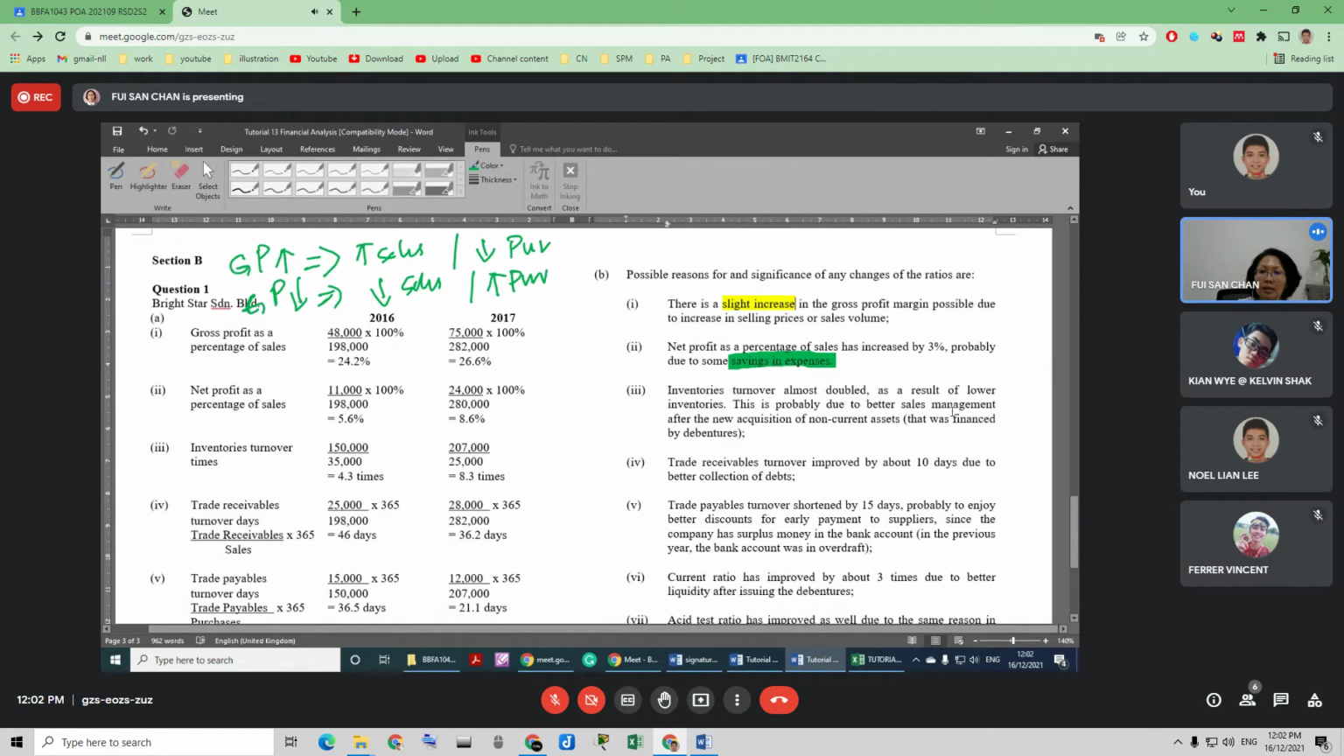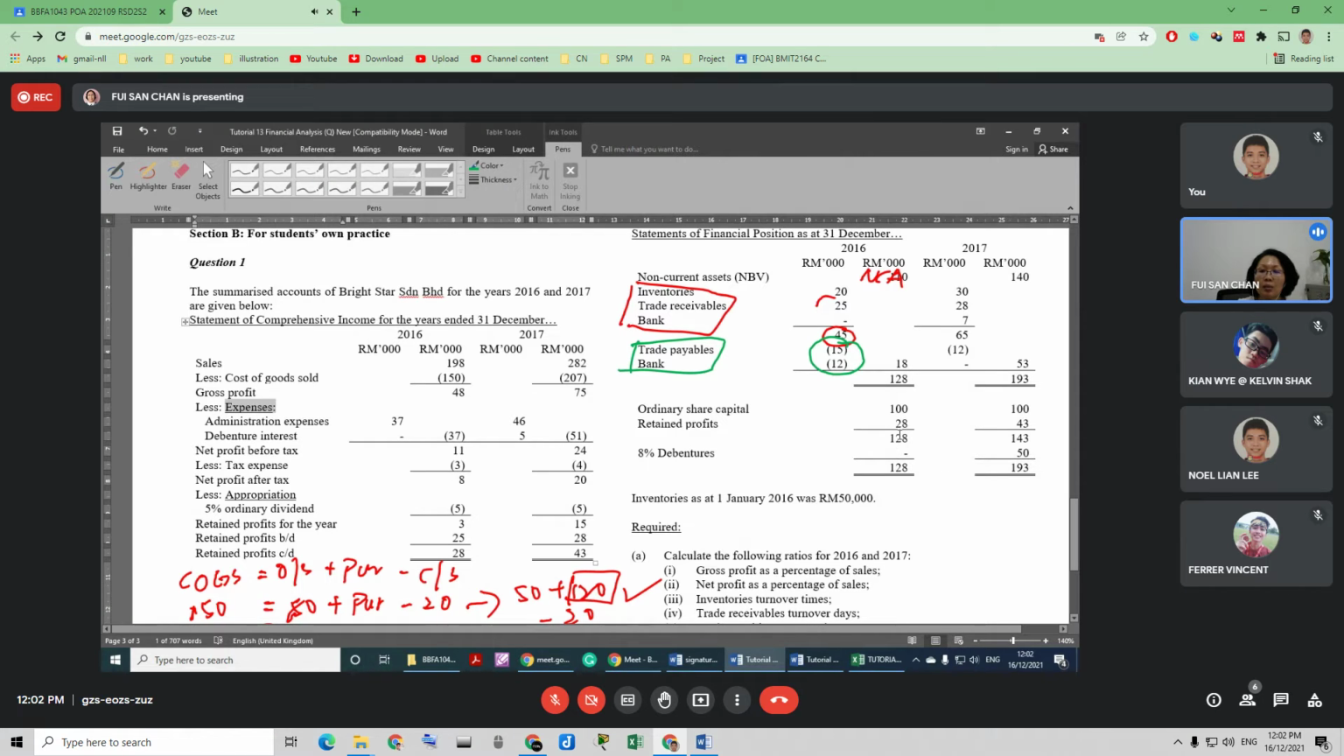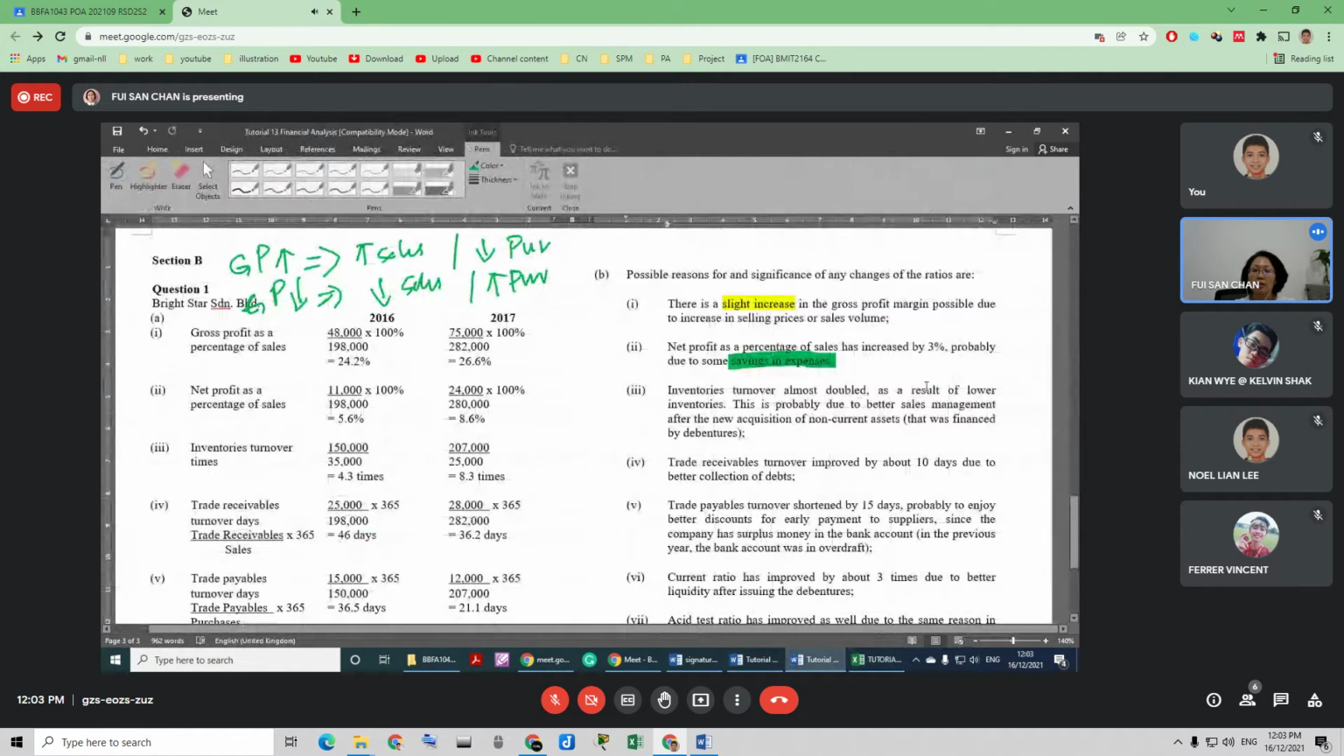So probably due to better sales management after the new acquisition of non-current asset that was financed by debenture. How do we know that we have an additional asset? Because we have debenture, meaning we have new borrowing. Last year we got debenture, this year we got debenture. And with this debenture, you see our non-current asset increased in 2017, right? So with the borrowing, we further improved our non-current asset. That's why it results in lower inventory, where we have better control of our sales management, right?